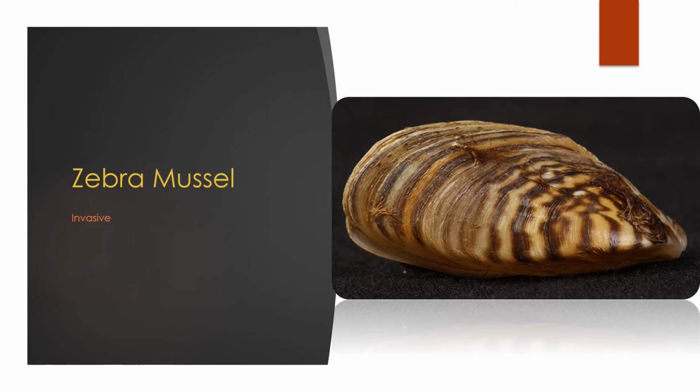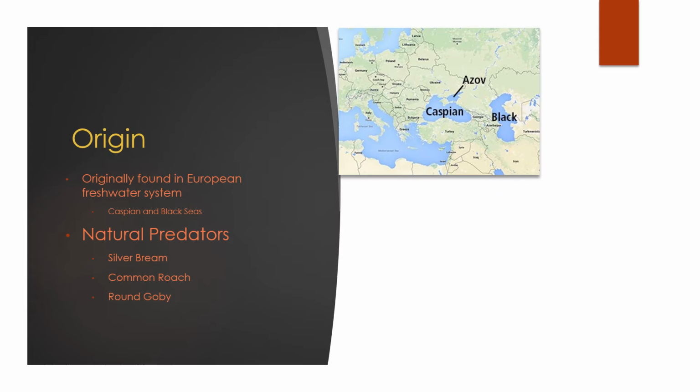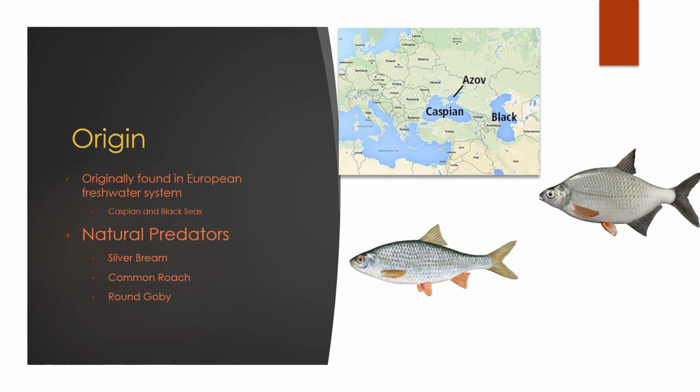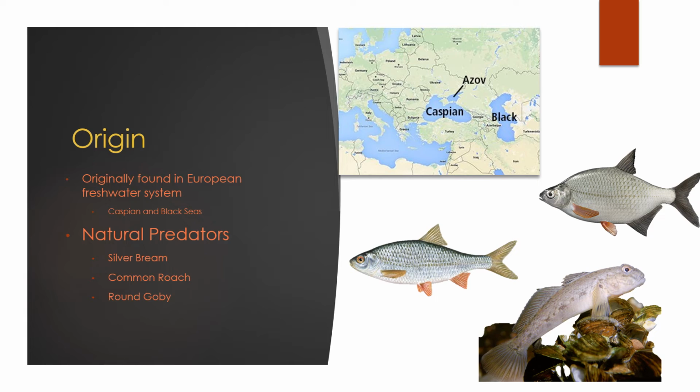So my invasive species is a zebra mussel. Zebra mussels were naturally found in some of the Europeans' freshwater systems, mainly in the Caspian and Black Sea. Their natural predators in that area were the silver bream, the common roach, and round goby. Pretty much any fish that was big enough and has strong enough teeth to eat them. And also many diving ducks did eat them as well.